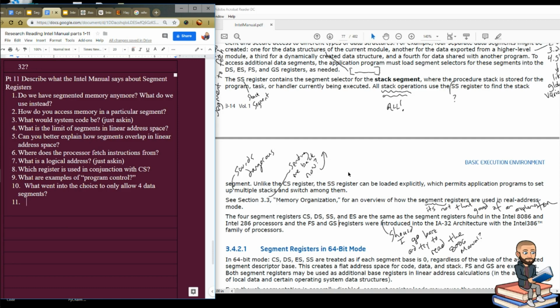So last question, actually, what did you learn about segment registers? Maybe just from the top of your head, finish off the video with that.